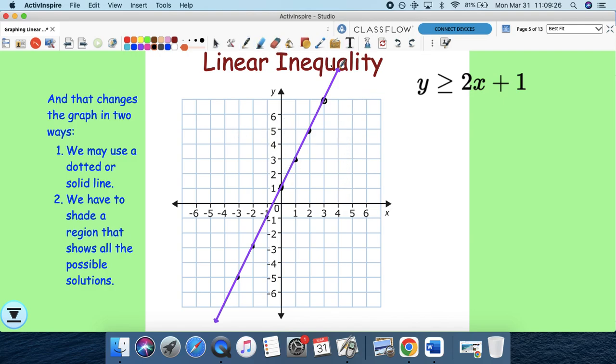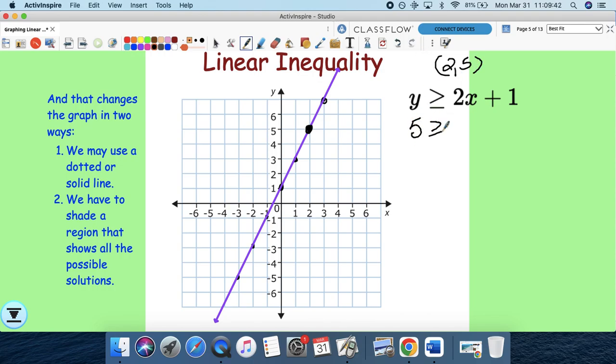So let's take a look at a point on the line. Let's use the point 2, 5. With the point 2, 5, I get 5 is greater than or equal to 2 times 2 plus 1, and then 5 is greater than or equal to 4 plus 1, and 5 is greater than or equal to 5. And obviously that's true. So it's telling you that points on the line, and you can pick many others and try yourself, will make this inequality true.